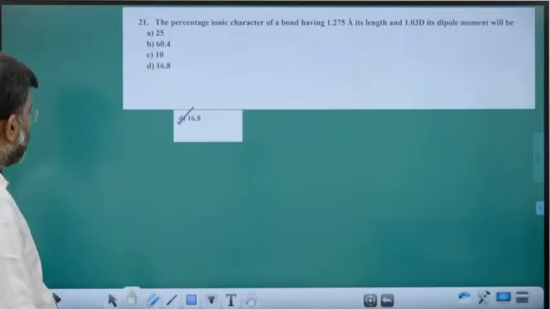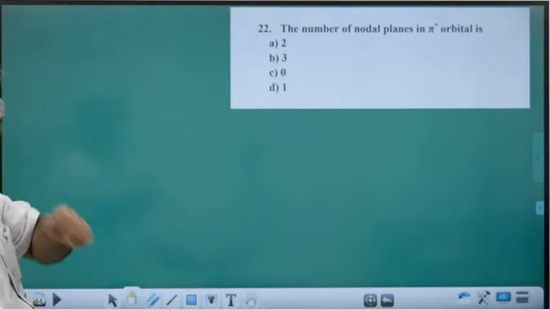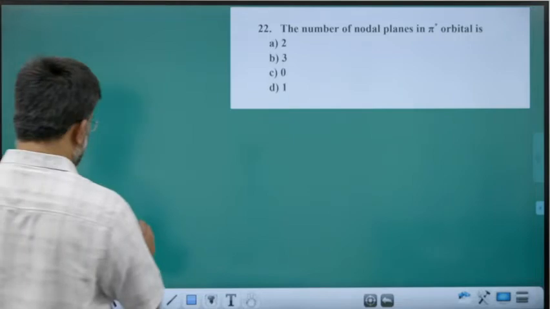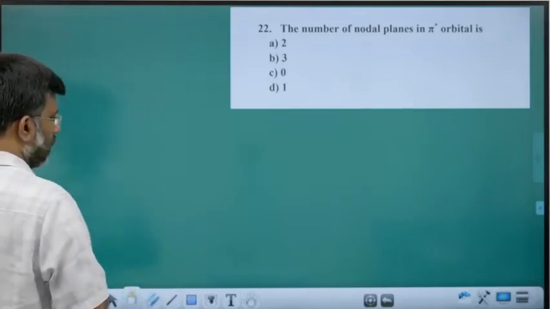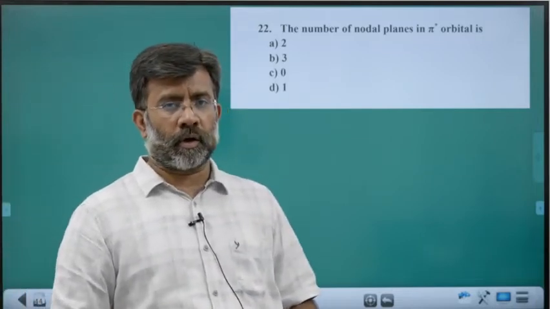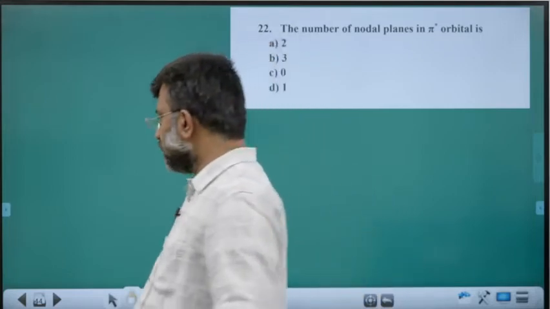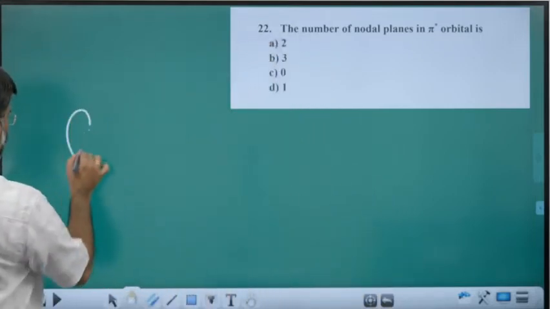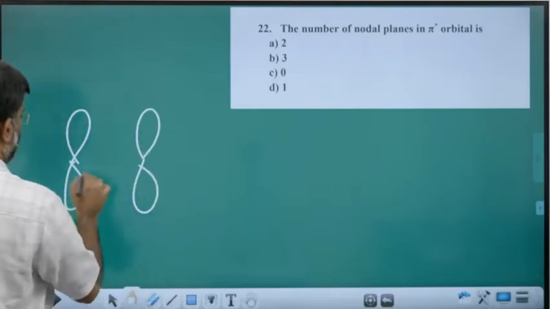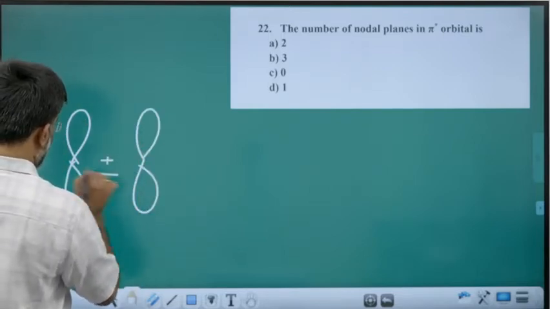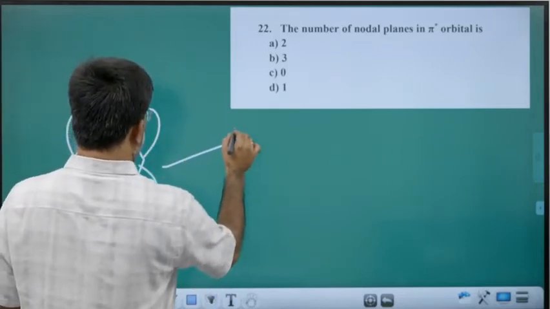Next. Number of nodal planes in pi star orbital. Pi star orbital, all of you know. Pi star molecular orbital: how do you get the pi star molecular orbital? Pi orbital means, suppose we are taking p orbitals undergoing pi configuration. It may be addition or subtraction. Addition will take you to the pi MO.